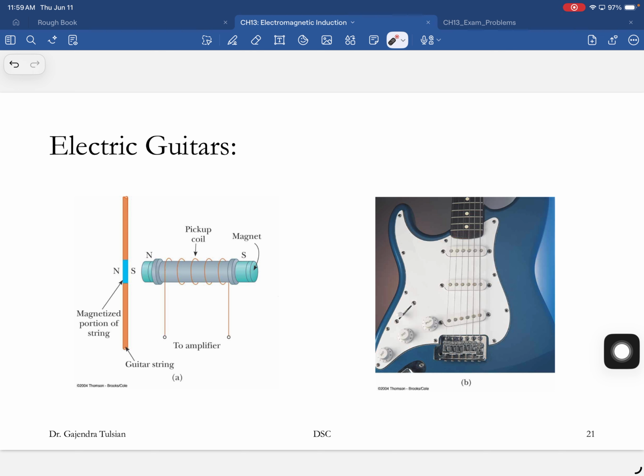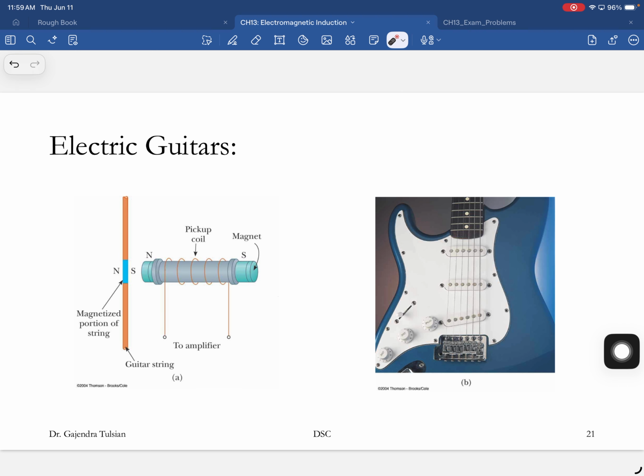Cool, huh? So in an acoustic guitar, that sound box is the amplifier. Play an acoustic guitar and try to make 100,000 people happy in a stadium. You can't do that. So how do you fix that? An amplifier. So here's what you do.